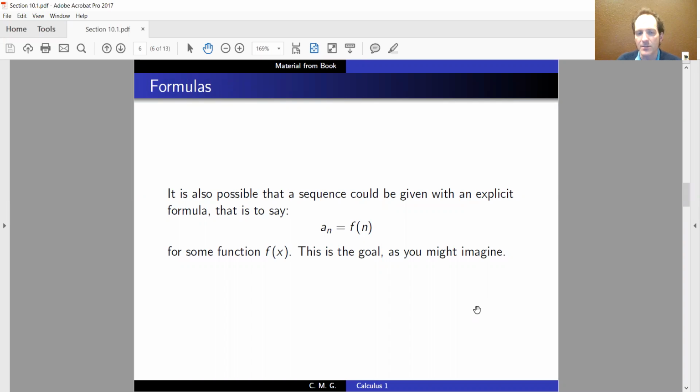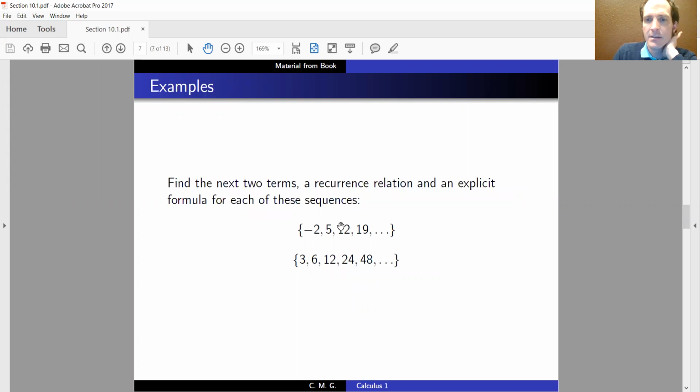So we also have this sort of explicit formula, or the closed form of the sequence. It's going to be a function that you plug the number n into to find the nth term of your sequence. This is actually the goal, as you might imagine. And in particular, when you talk about limits of these sequences, this is absolutely the goal. You want to find those functions that when evaluated give me those terms in the sequence. All right. So we can find an explicit formula for most of these things.